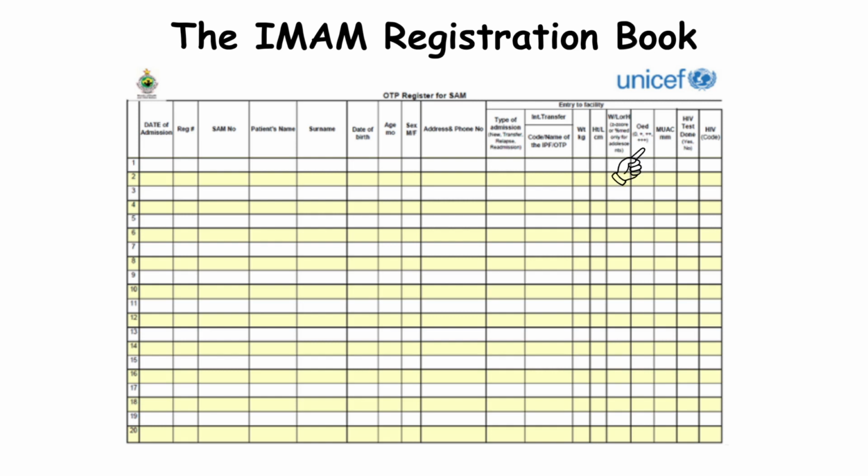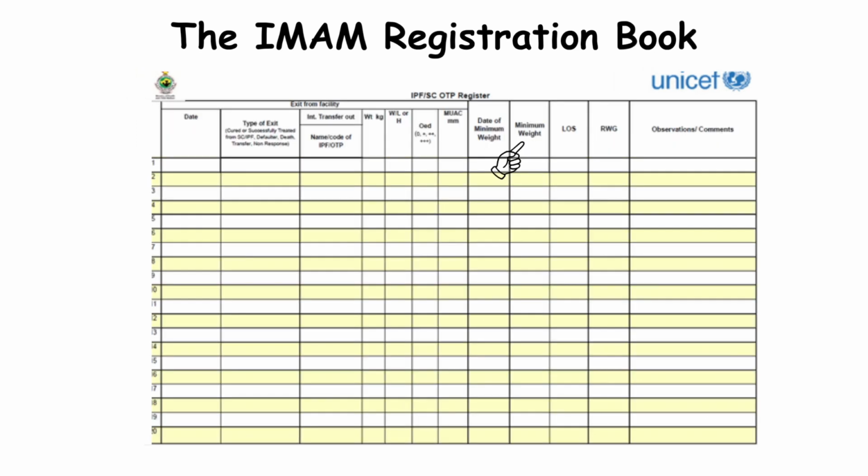Edema. Check for bilateral pitting edema and record the grade. MUAC. Measure the mid-upper arm circumference and record value in millimeters. HIV tests done. Record if HIV tests have been done and whether they have been done in this particular facility or in another. HIV test result. Record the result code. ART initiated. Record yes or no.